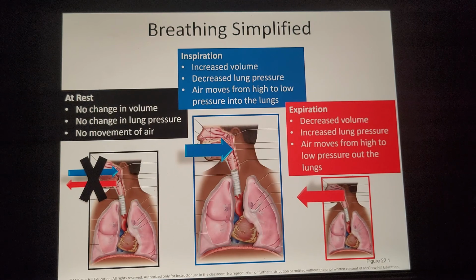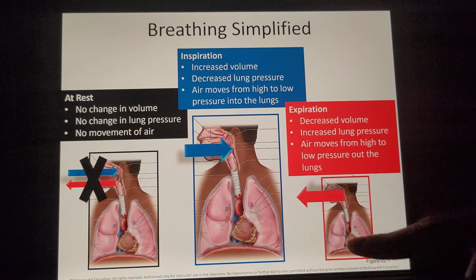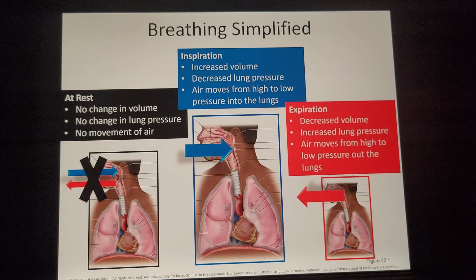For expiration, so we're breathing out, we have compressed our thoracic cavity, so our chest area, so we have decreased lung volume. So we have less space to be in. That causes an increase in lung pressure. So if we increase lung pressure larger than the atmospheric pressure, then air is going to move down its pressure gradient from higher area in the lungs and out towards your atmosphere, so your regular air outside your body.